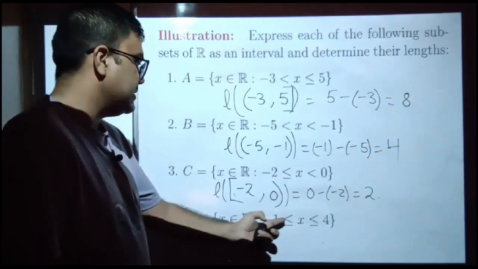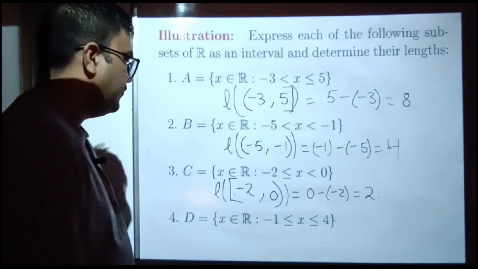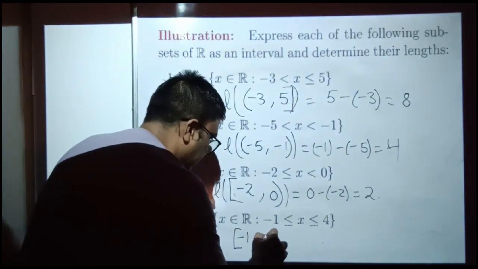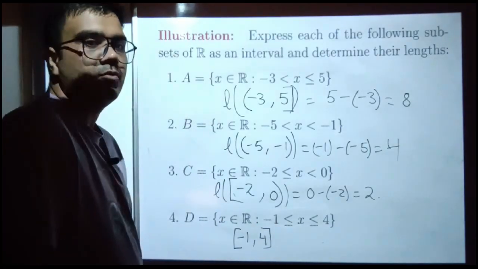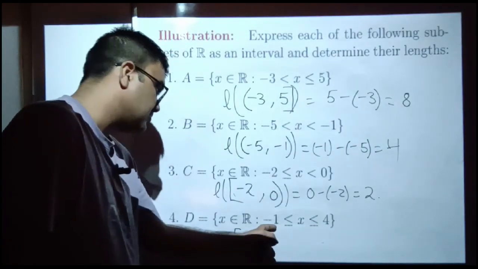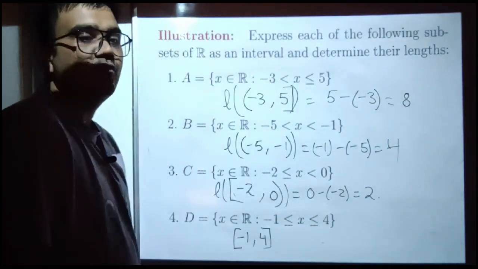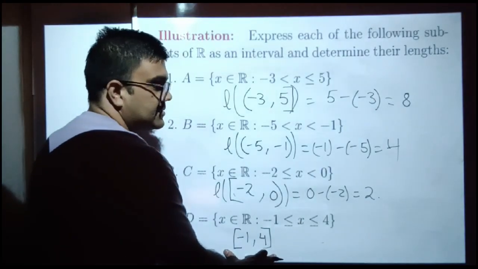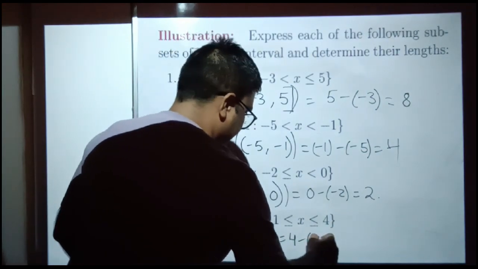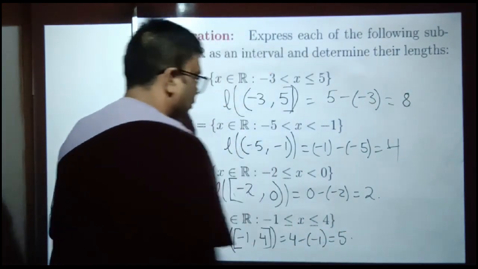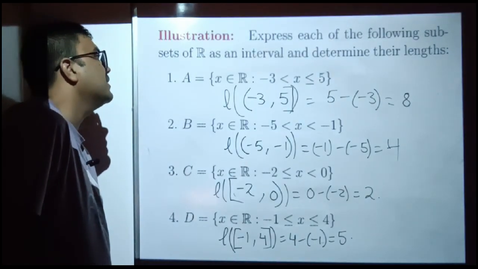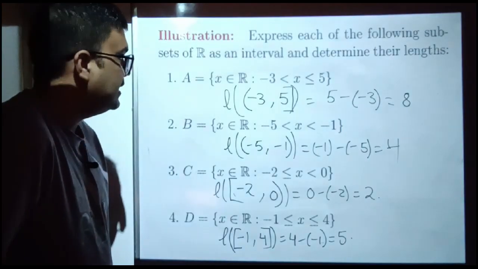Last is minus 1 is less than or equal to x is less than or equal to 4. Square brackets are there, because both the endpoints are included. Minus 1 belongs to this interval, 4 belongs to this interval. This is the interval we are writing. So the length of this interval will be 4 minus minus 1, that is equal to 5 units. So this is how we write the intervals and how we write the length of the intervals.